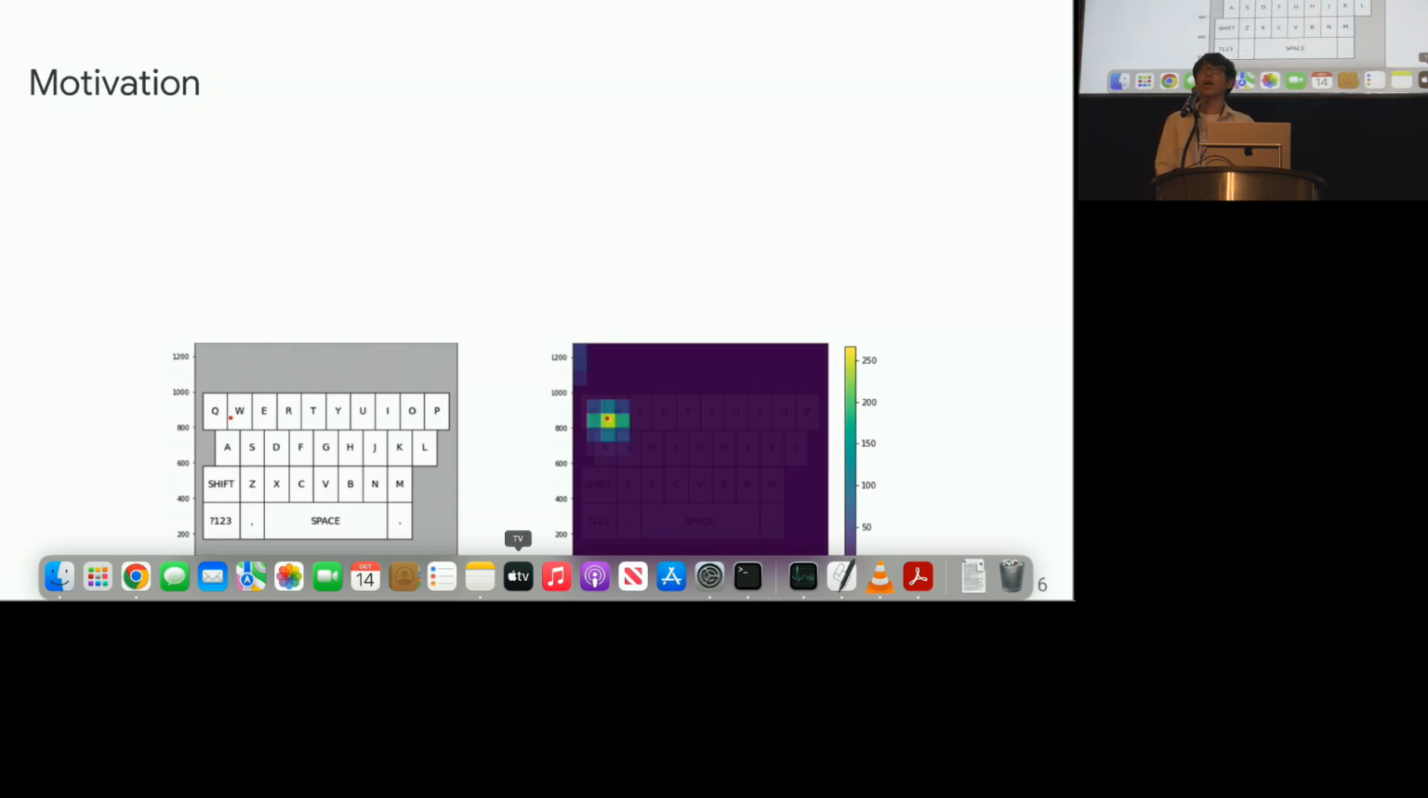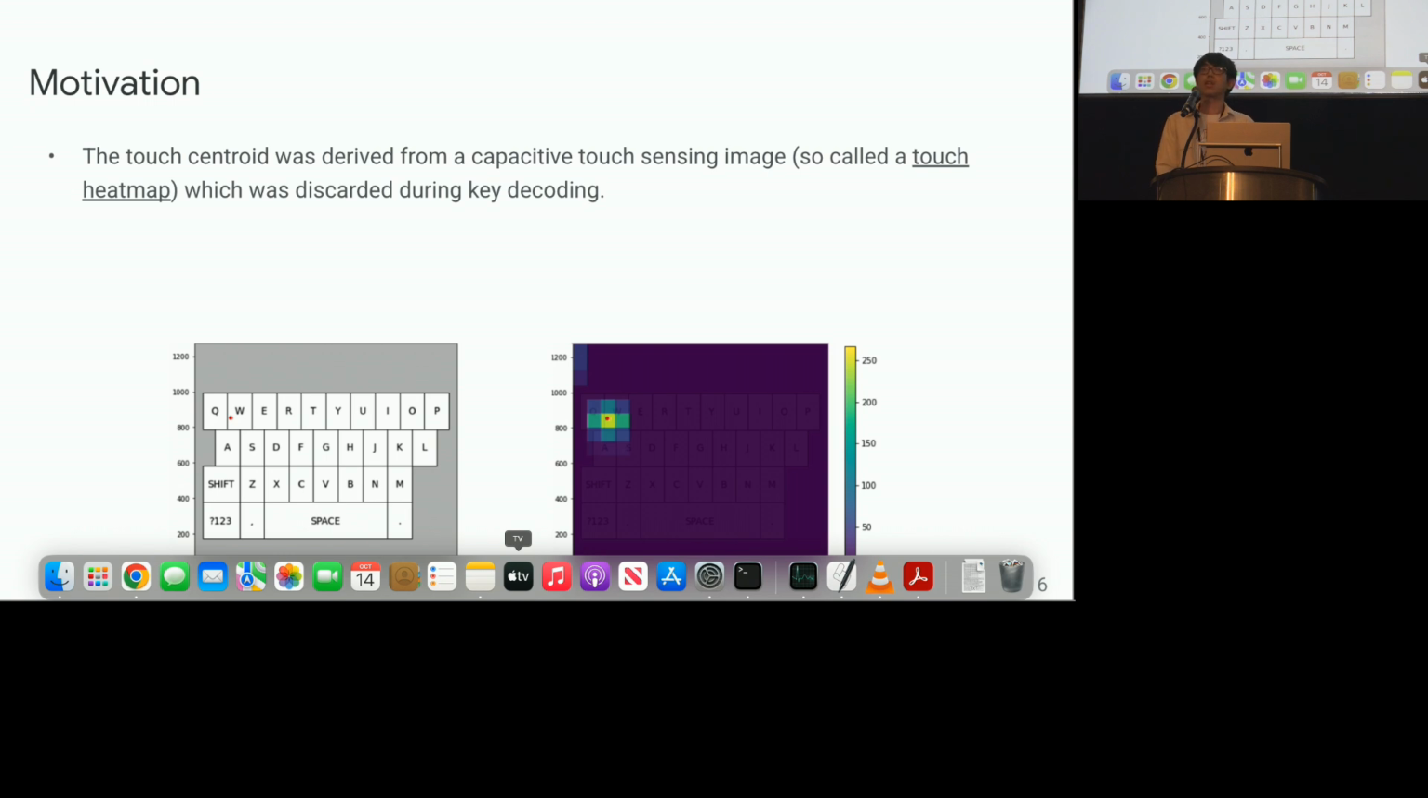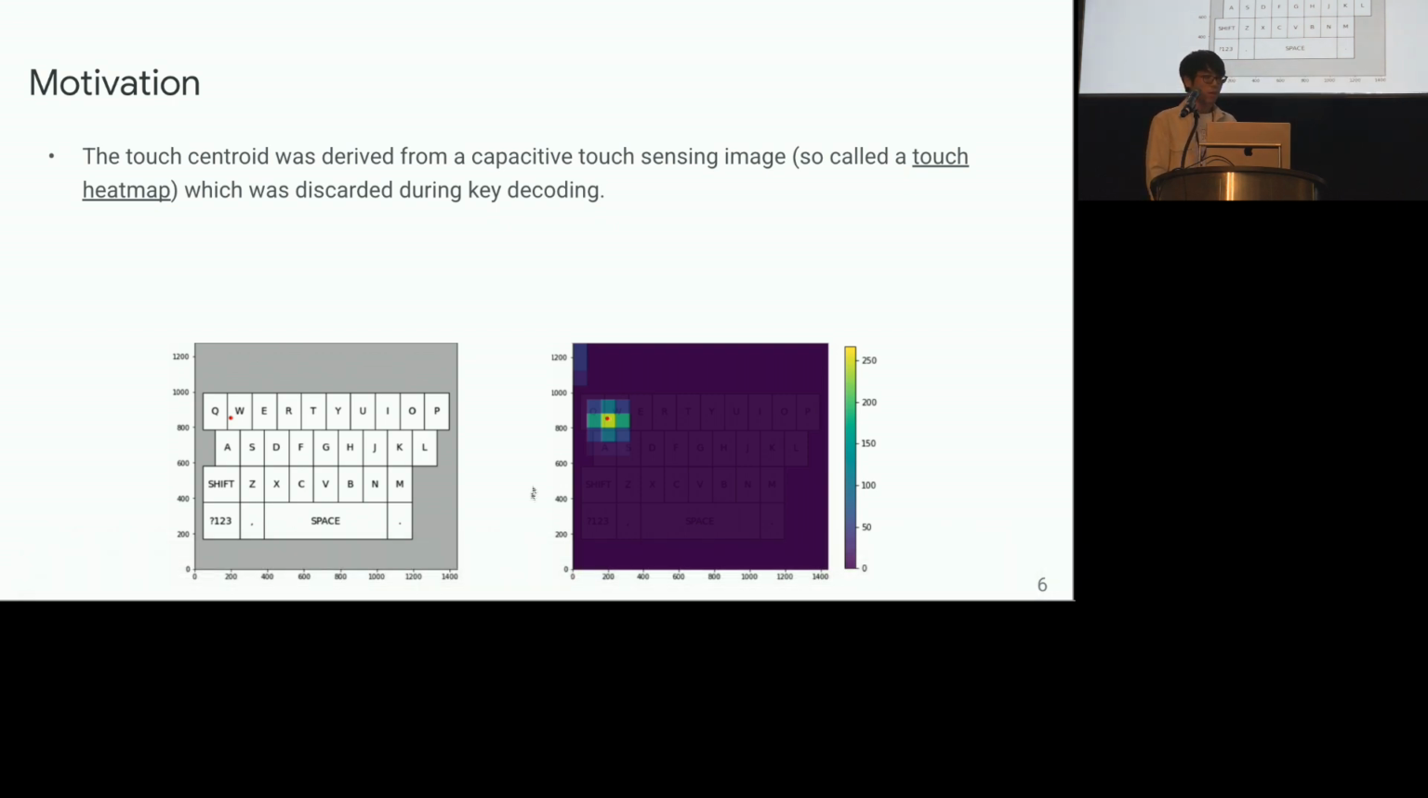However, in fact, we have richer information that we can use for decoding, which is the capacitive touch sensing image or the raw sensor values on the right-hand side. You can see that here, the red dot was actually derived from this sensor image. We may call it the touch heat map because it shows where the user taps on the screen. However, this information was discarded during key decoding.